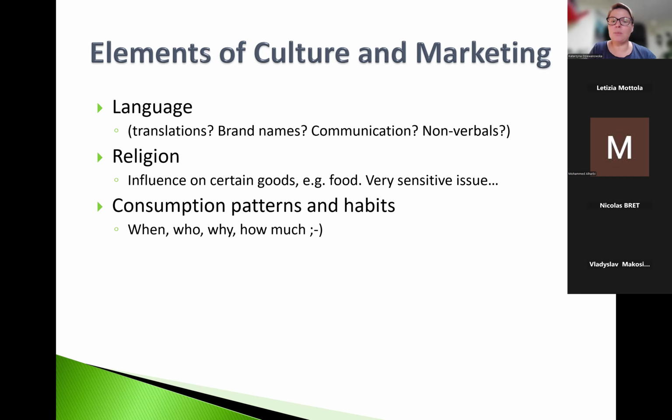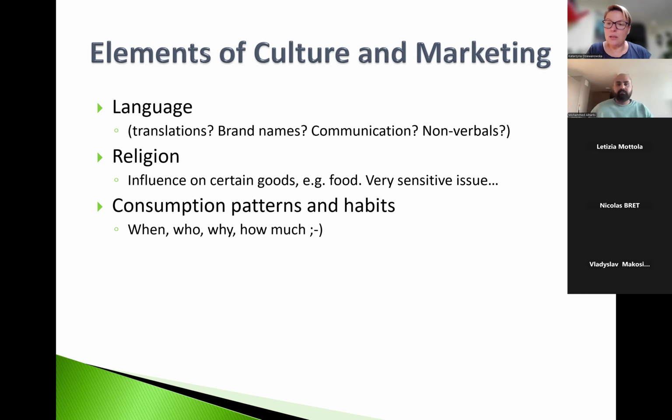Then we have different consumption patterns and habits. Like, when do we have meals? What do we eat? Who do we eat with? Why do we do it this way? How much time do we spend? How much money do we spend? For example, when I go to Spain, I am shocked that you can have a dinner at 10 p.m. 10 p.m. This is resting time for me. My biggest meal takes place at 5. So when I go to Spain, I suffer because at 5 everything is closed, right? Because they don't really eat at that time, and it is a shocking change for me, right?